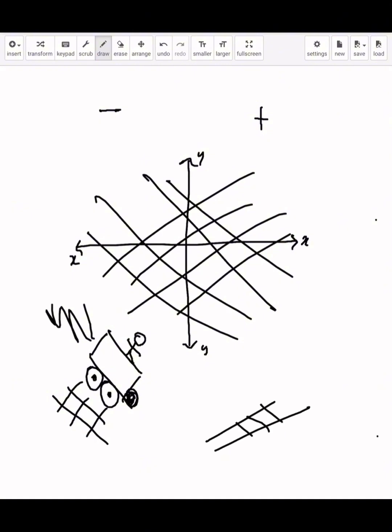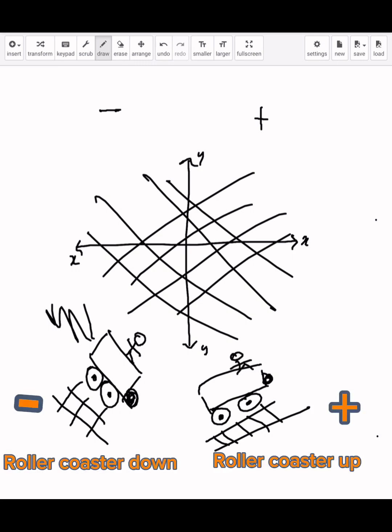And a good way to remember this is like a roller coaster. Going down a roller coaster is negative because it's not fun, and going up a roller coaster is really fun, so it's positive. So you can kind of remember it with that analogy.